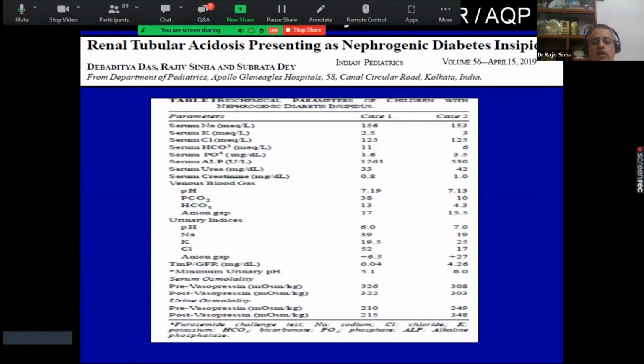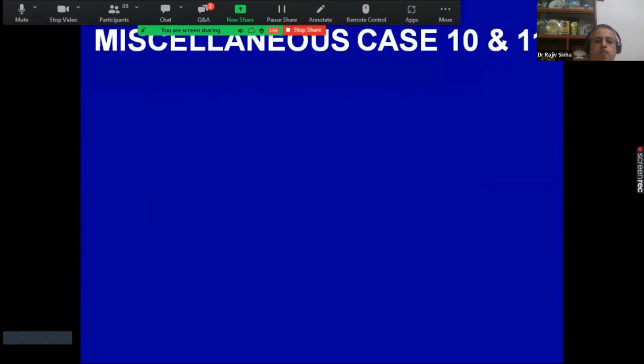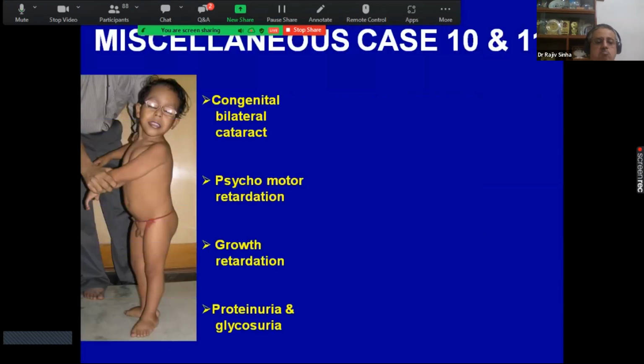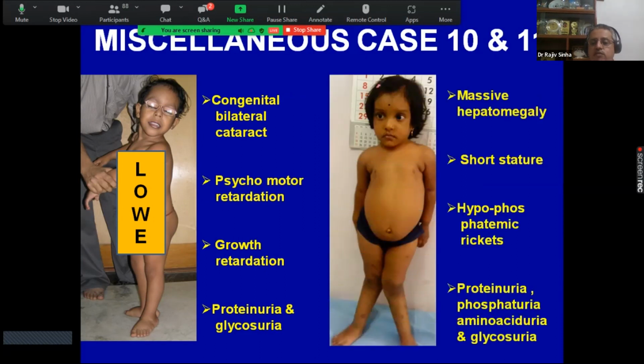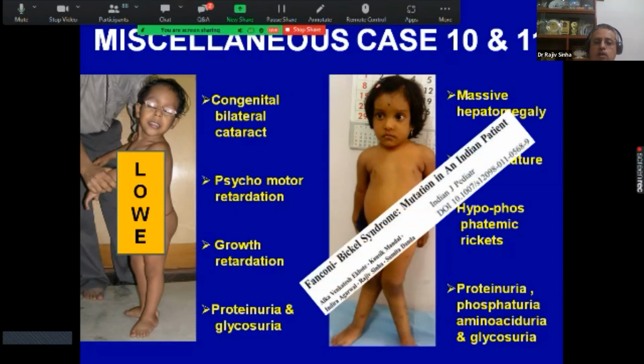Now that your mind knows, your eye also starts seeing quite a lot, and subsequently within a year or so, we diagnosed and published a couple of children, one with distal RTA and one with proximal RTA, who presented with injury. Just a couple of children with, I'm sure you all have got the diagnosis of Lowe syndrome, and this one is with hepatosplenomegaly, subtype hypokalemic.